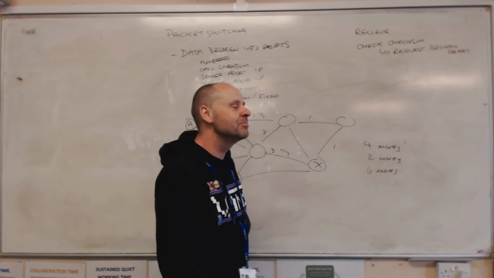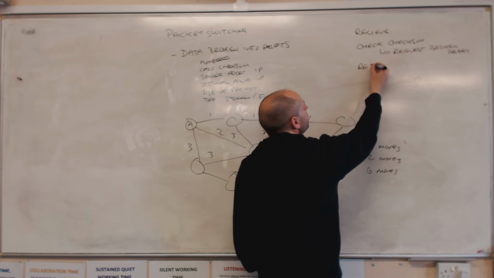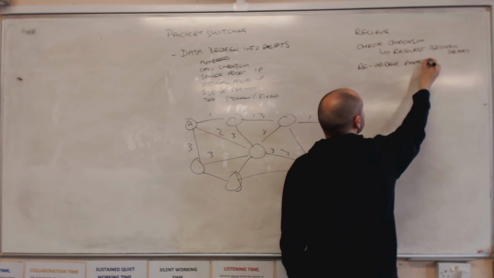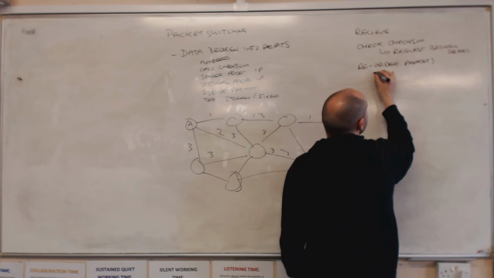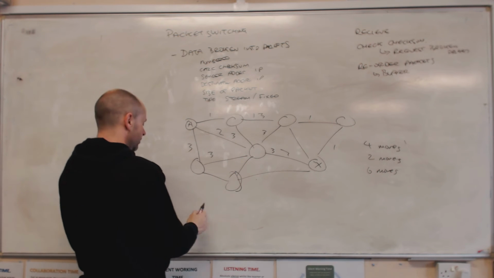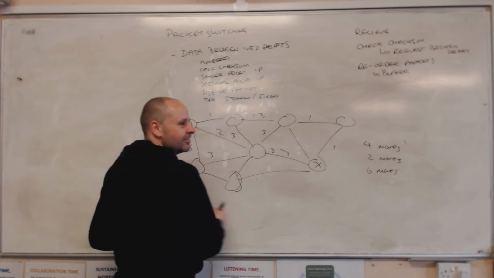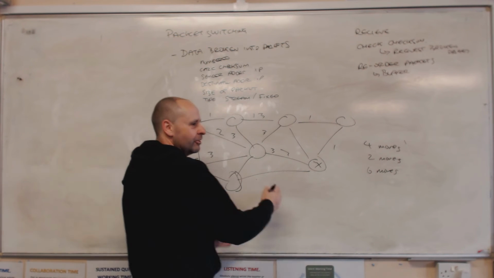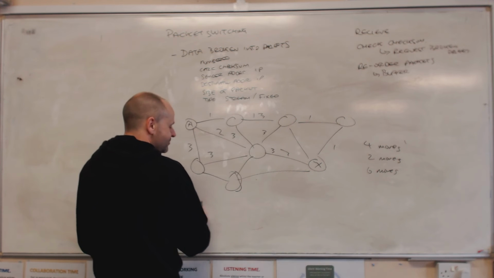Right, so we check the checksum. We then reorder the packets. So we may use a buffer for that. If you've ever used a torrent program, you'll see it put in the packets. They usually have a little graph at the bottom that shows you all the packets that you're expecting, and then they colour them in as they arrive. So they don't all arrive zip like that.